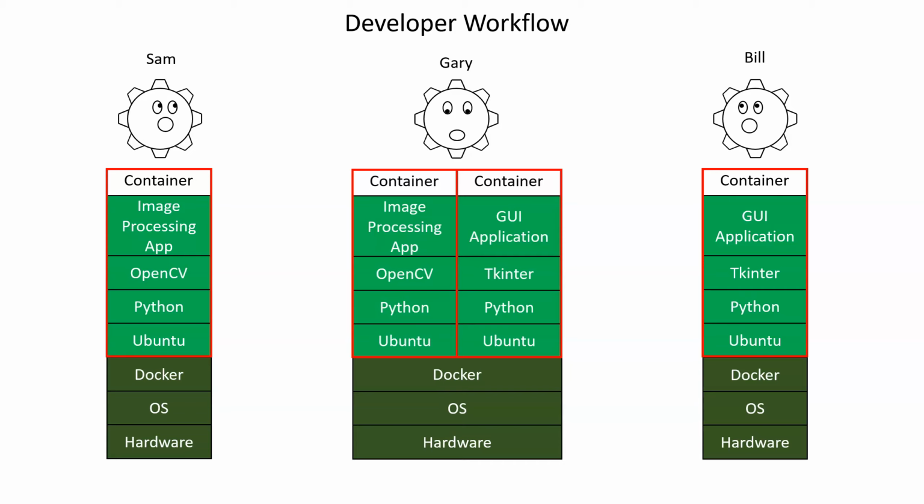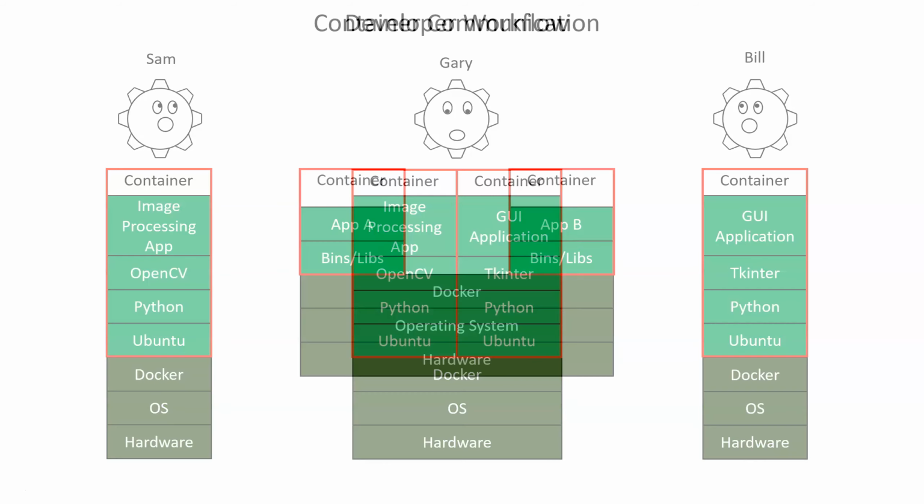The only thing Gary needed to have installed on his system is Docker, and he was able to launch Sam and Bill's applications. So developing isolated containers is great and everything, but what if you want to have the applications talk to each other in separate containers?